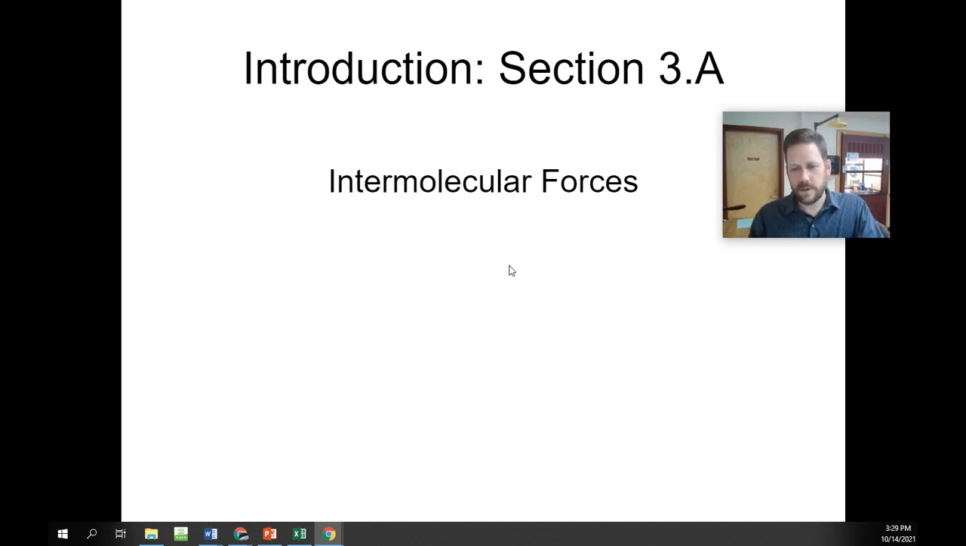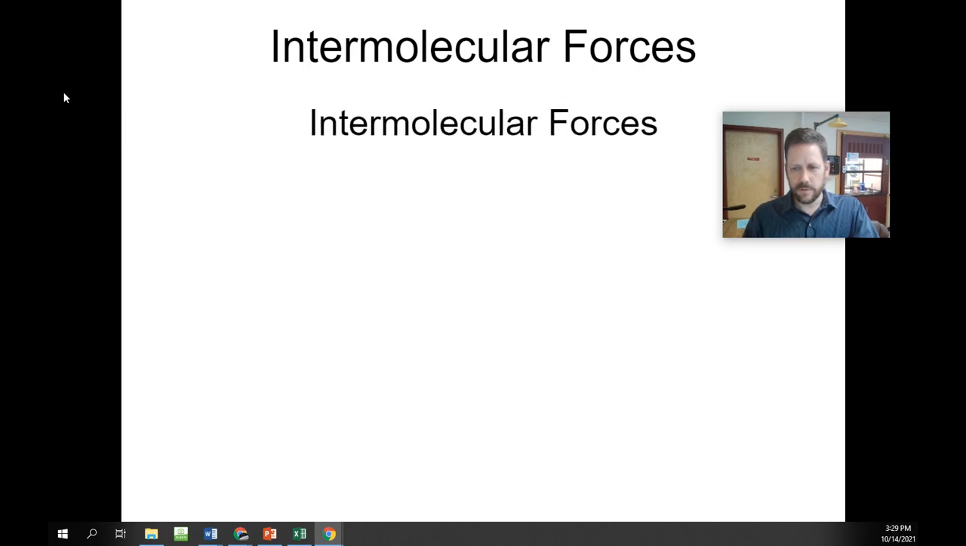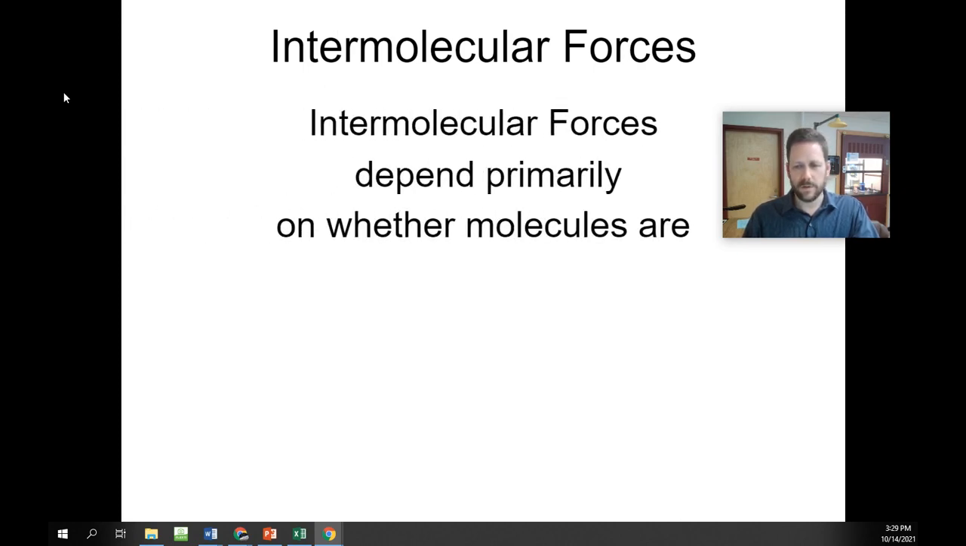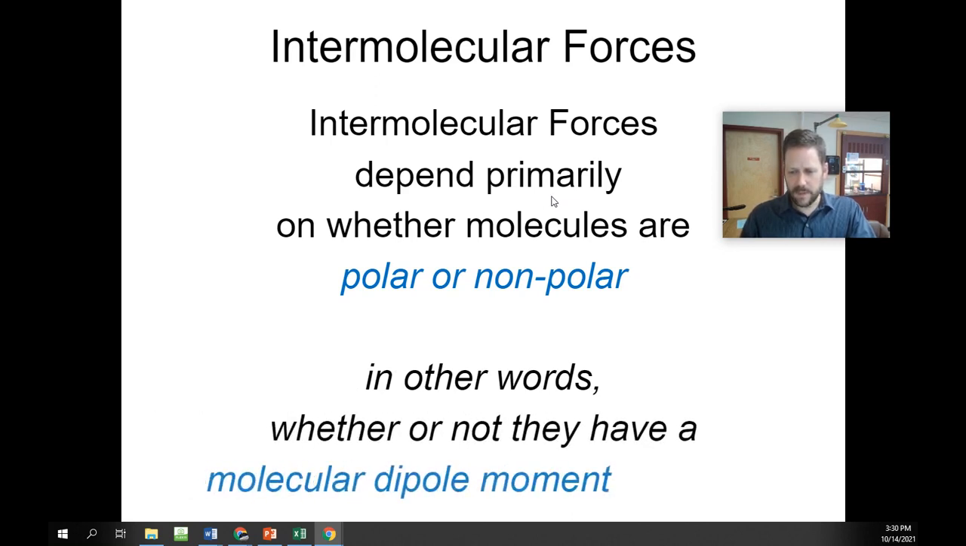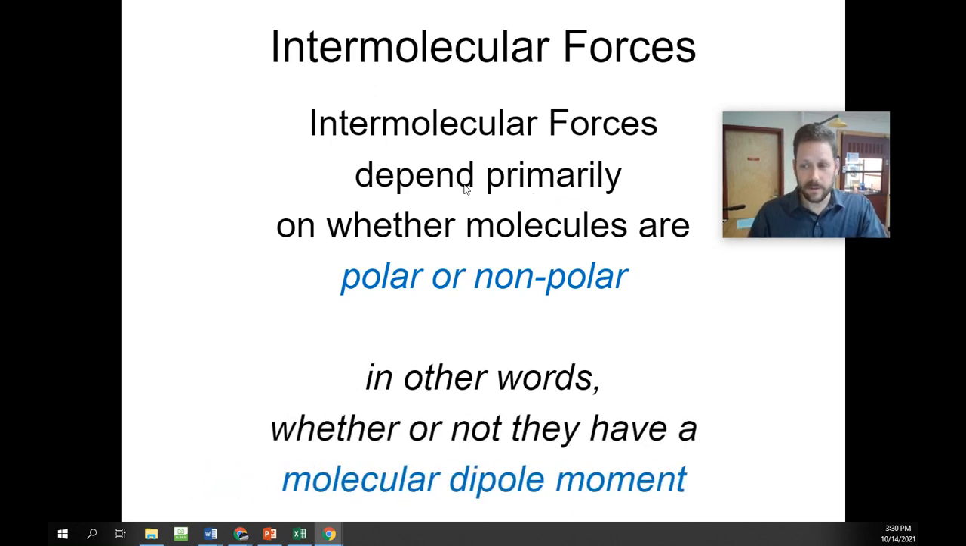All right, so let's talk about intermolecular forces, which contains one of the most frequently misunderstood ideas in chemistry. Intermolecular forces depend really on whether a molecule is polar or nonpolar. In other words, what type of intermolecular force and what strength of intermolecular force can operate between molecules depends on whether the molecules in question are polar or nonpolar molecules. And that means whether or not they have a molecular dipole moment.